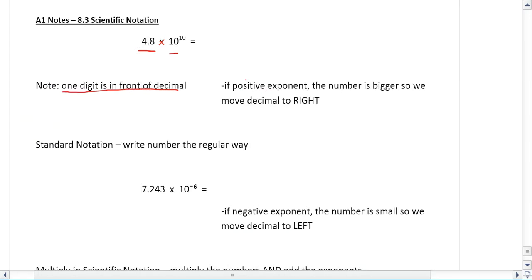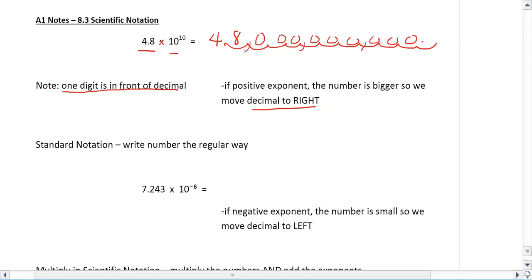If it's a positive exponent, then the number gets bigger by moving the decimal point to the right. So if you were to write this out in standard notation, 4.8, we'd have to move the decimal over 10 times. In other words, you've got to add 9 zeros. So let's see, 1, 2, 3, 4, 5, 6, 7, 8, 9. Okay, 48 billion. All right, nice big number.